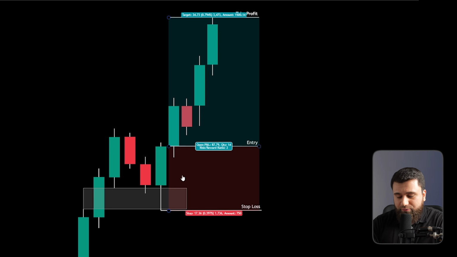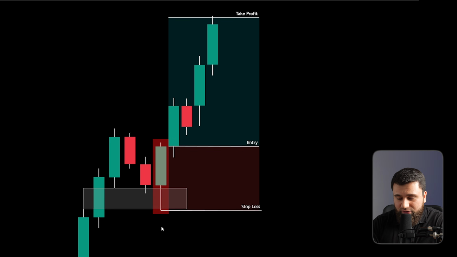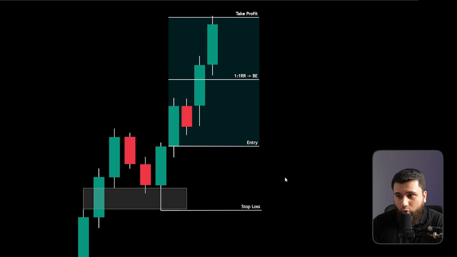Right here, we have a profitable trade. So we have a manipulation candle right here. We will enter after the manipulation candle is closed, and we will target a minimum of 1 to 2 always. But the most important part is, once we hit the 1-to-1 mark, we will always put our stop loss to break even. Why? Because we know from our data, once a trade hits the 1-to-1 risk reward, it should not come back.